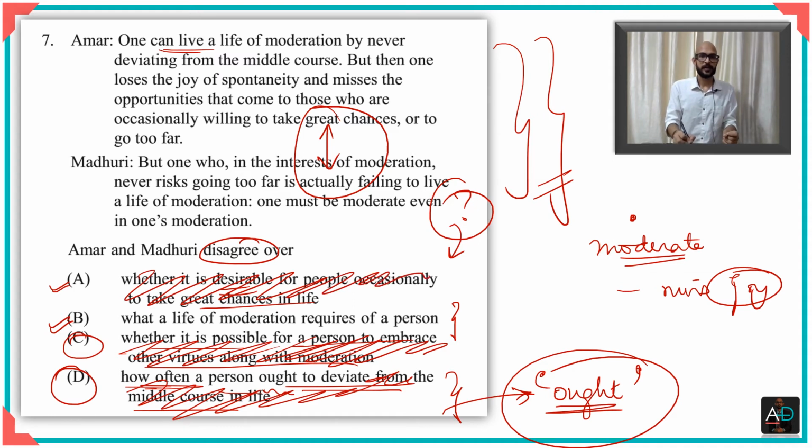Therefore quite clearly the answer to this is option B, that they basically disagree on what a life of moderation requires of a person. According to Amar, one can live a life of moderation by never deviating. But Madhuri says that one must be moderate even in one's moderation, which means they can sometimes deviate.